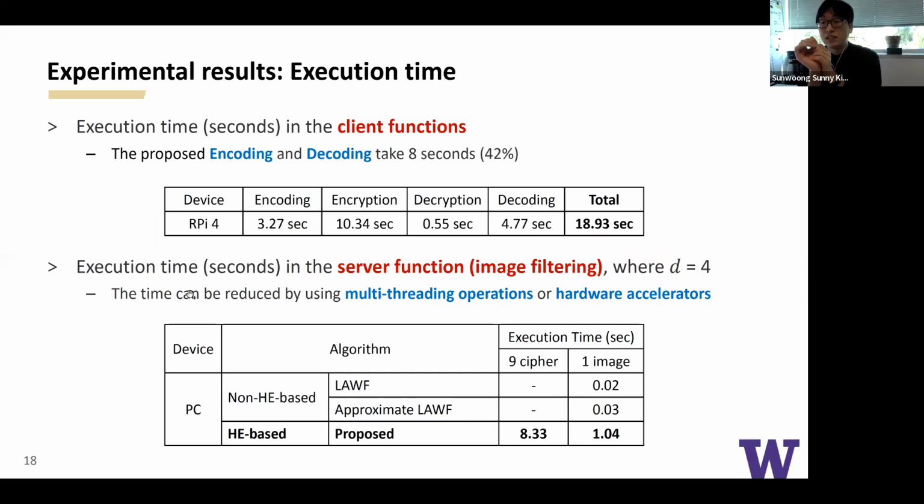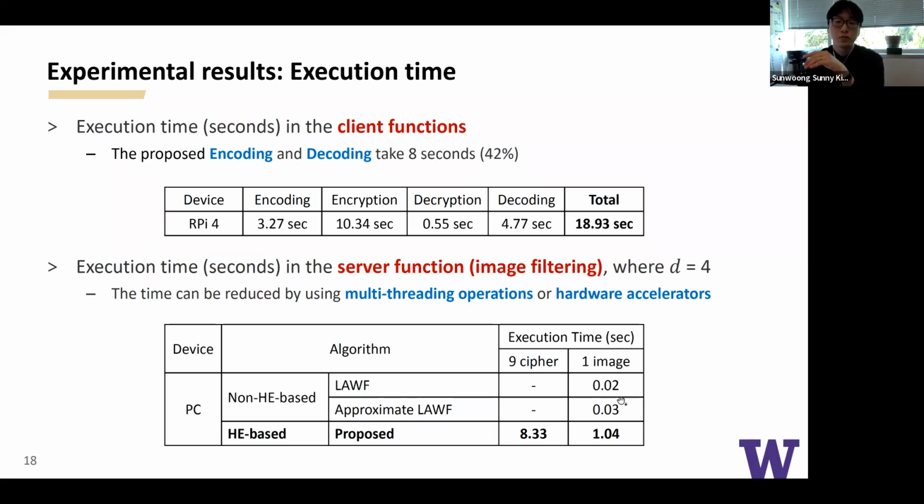The average execution time of the server function is shown in the bottom table. And for comparison, the results of the original locally adaptive Wiener filter and approximate locally adaptive Wiener filter are also shown. For 9 ciphertexts, which is the minimum number of ciphertexts for a 3x3 window, the execution time was around 8 seconds. The 9 ciphertexts can include 8 128 by 128 images. So the execution time per 128 by 128 image is around 1 second.